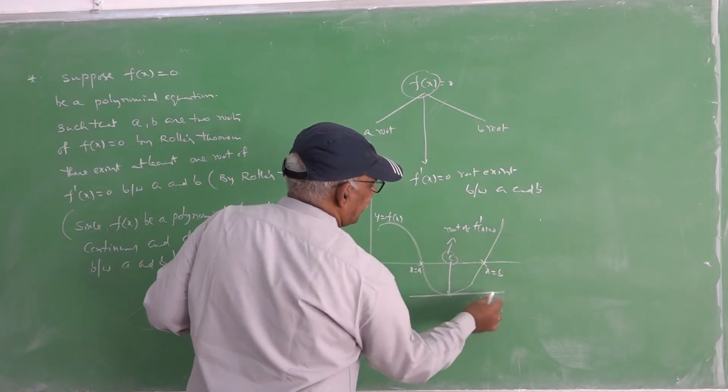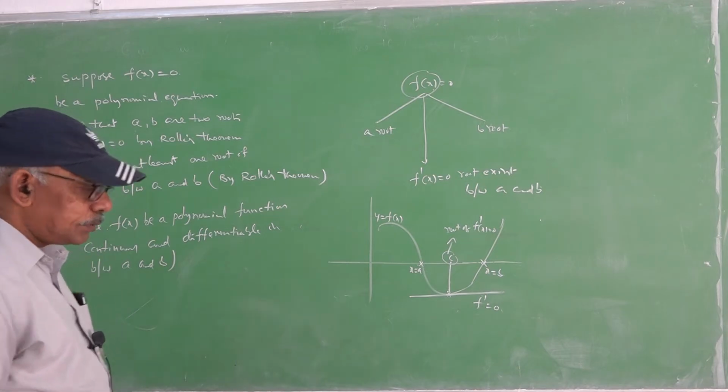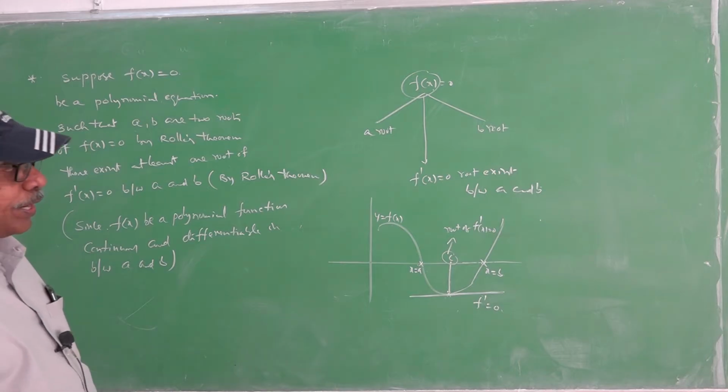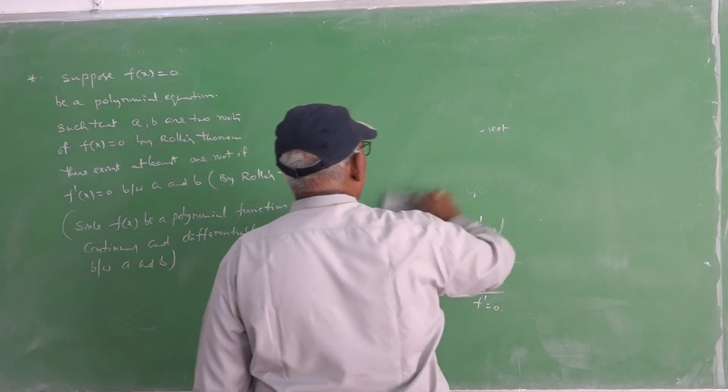Okay. These are the roots of f x equal to 0. In such a way, you can apply Rolle's theorem to algebra in finding the roots of f dash x based on f x.